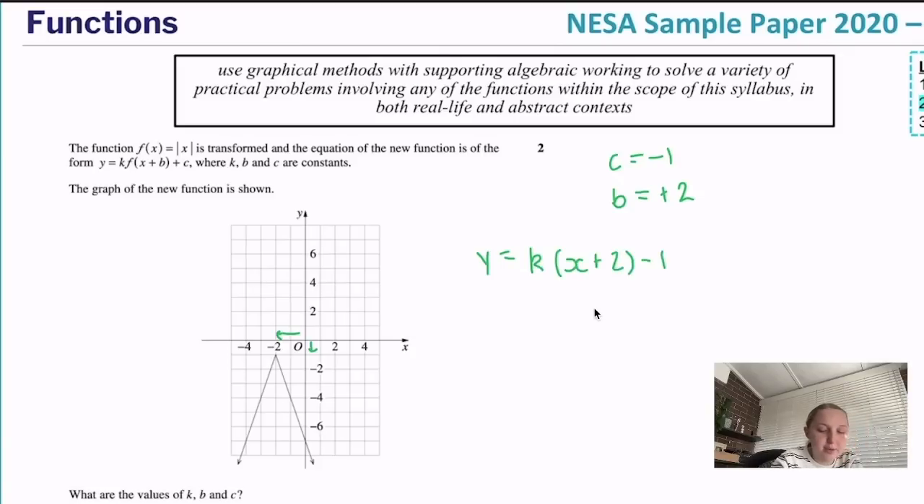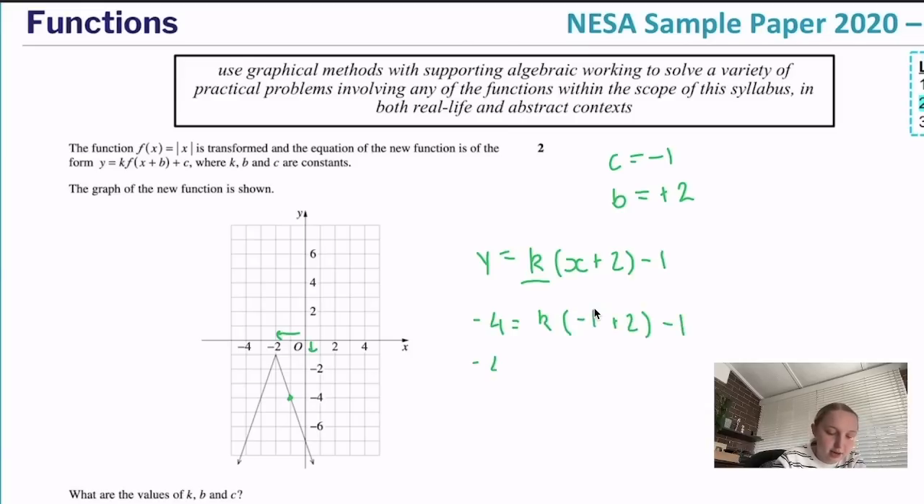Then what we want to do is find an x and y point so that our only variable left is k, right? When we're solving for a variable, we only want there to be one variable. Okay, so let's say we pick this point, which is minus 1, minus 4. So our y is minus 4. We don't have anything for k yet. X is minus 1, and then we've got our plus 2 and our minus 1.